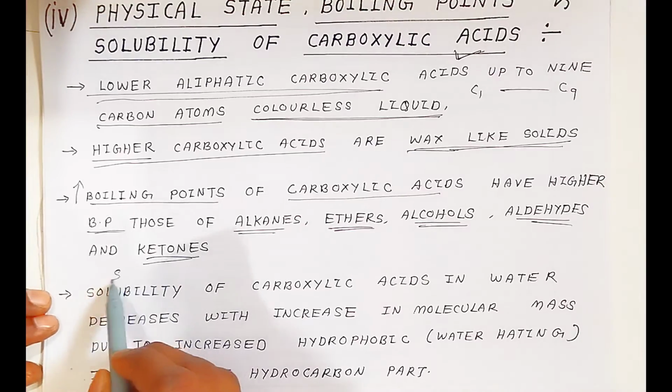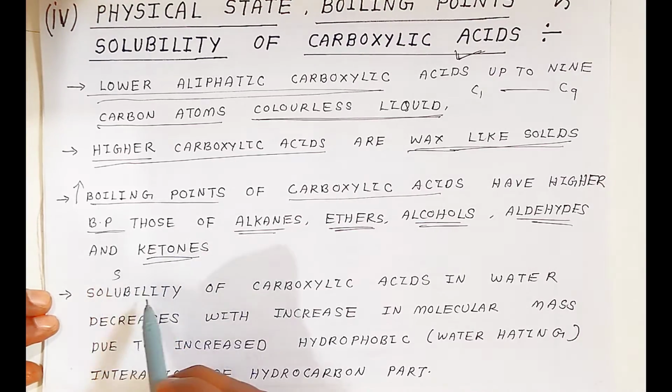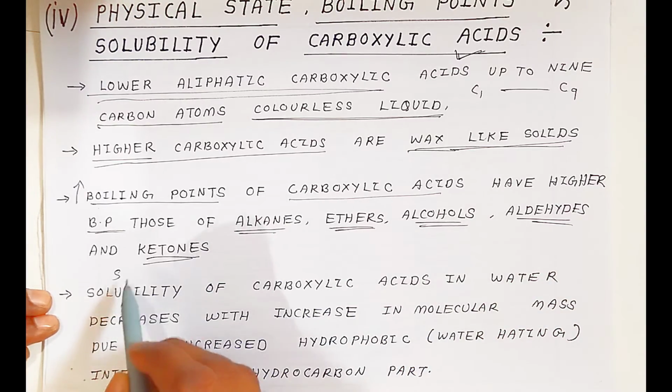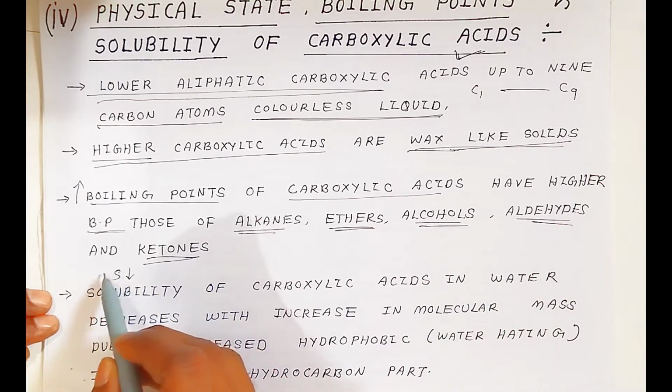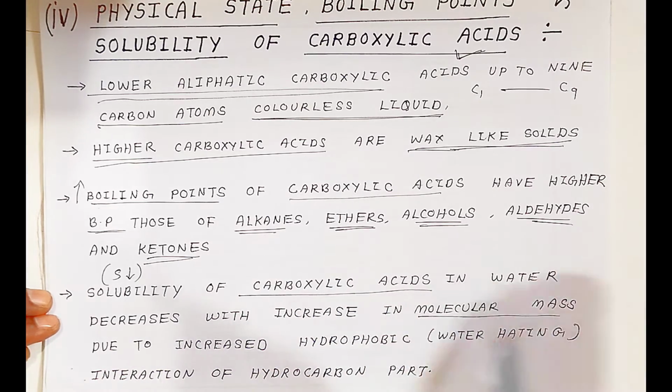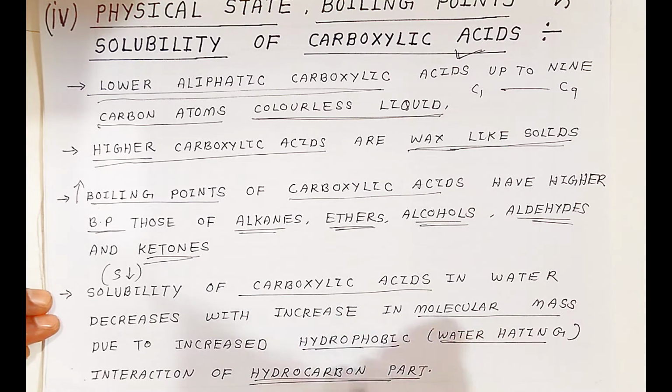Now, students, we are talking about solubility, which we show with capital S. Solubility of carboxylic acid in water decreases with increase in molecular mass. Why, students? Because of the increase in the hydrophobic, that is water-hating, interaction of the hydrocarbon part.